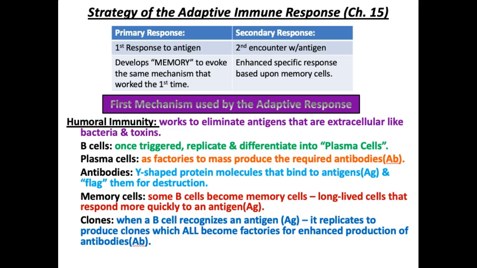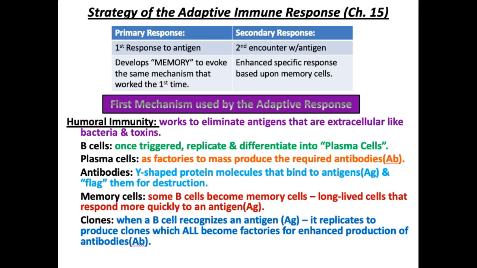But the B cells aren't what destroys it. Those B cells that turned into plasma cells, actually, some of them then become memory cells. Those long-lived cells that then help with a secondary response to respond more quickly.